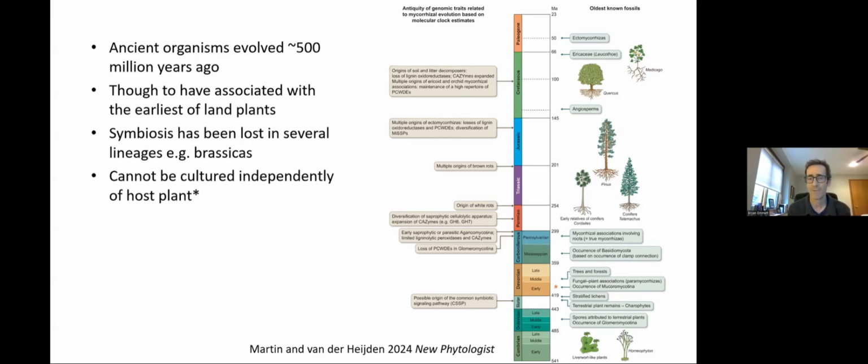And what this means is, even though we have this rich evolutionary history, we know quite little about the functional diversity of AMF, or we can appreciate quite little about the functional diversity of AMF that's derived over the last 500 million years. We have some hints, but there's a lot that we don't know because we can't manipulate the organisms independently of the plants.